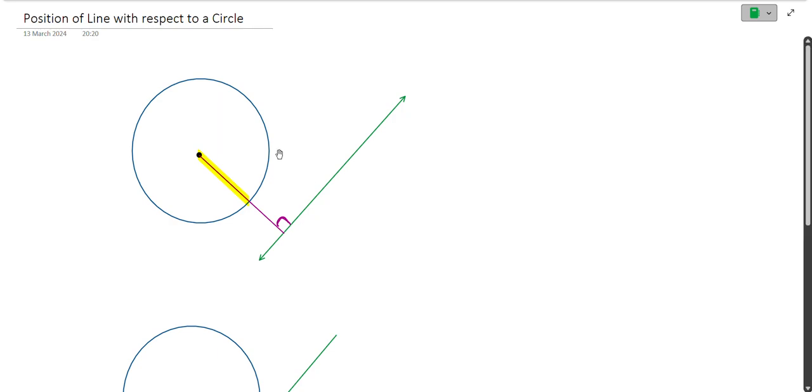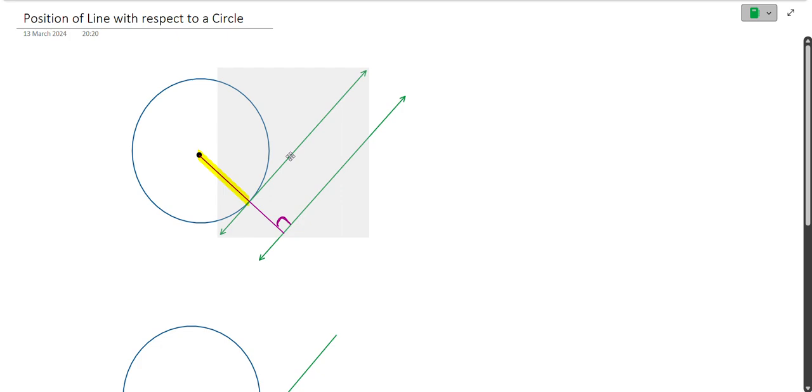In this video, we will be discussing the position of a line with respect to a circle. From the diagram, I have a circle here and a line here. Let me select this line. Now the line is neither intersecting nor touching the circle. If I move the line without changing its direction, at this position it is touching the circle at only one point.